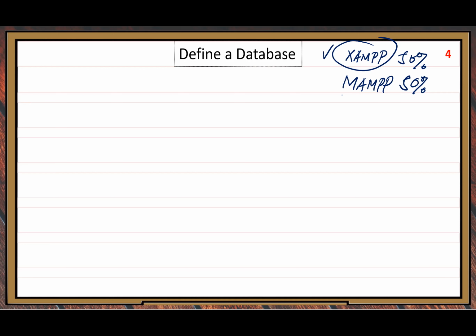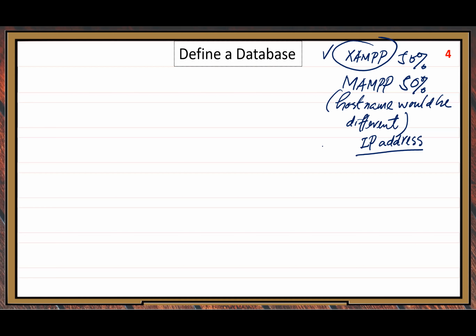But with the MAMP version, the host name would be different. It will use an IP address as the host. You will find a special IP address in the MAMP version, and you use that to access your servers. With XAMPP, you just use our usual localhost. But for MAMP, it's not localhost, it's some special IP address to replace localhost.